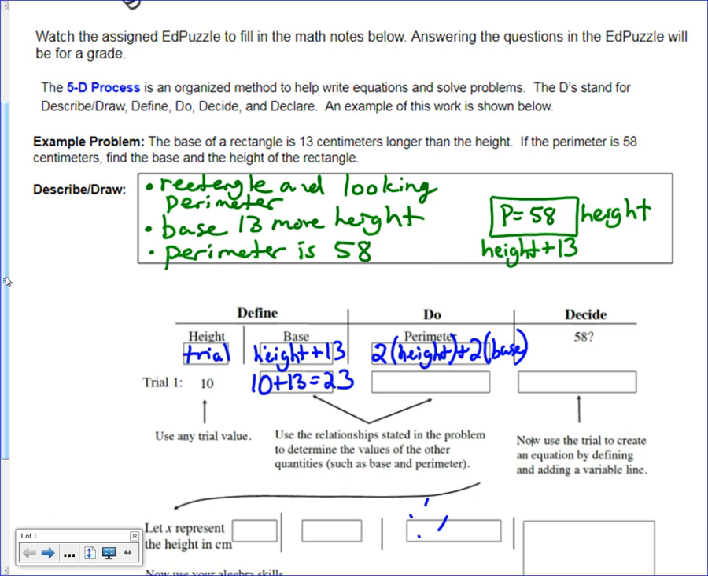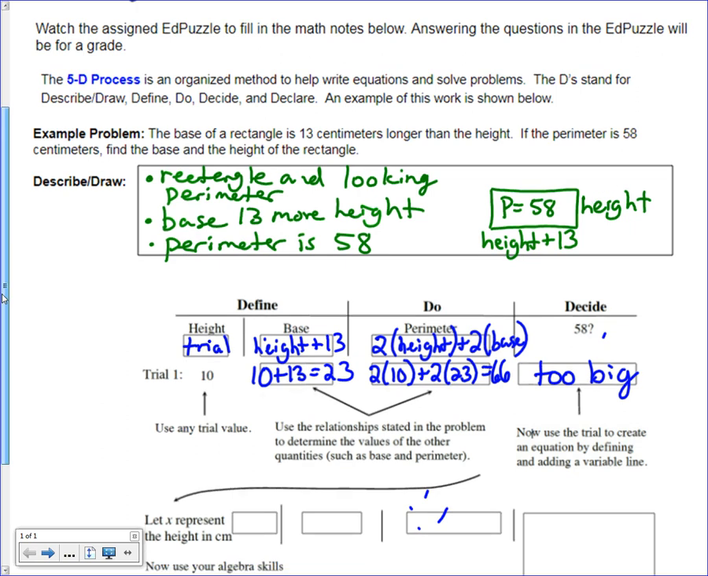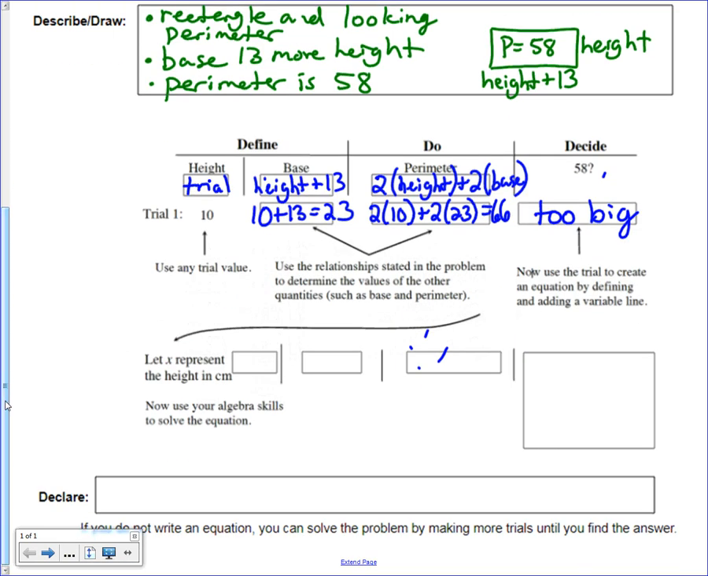And then to find the perimeter, we're going to do 2 times 10, because it's the height, plus 2 times 23. And that's going to equal, so 20 plus 46 is 66. So the last step in the table is to then go and look at and go, okay, here's 58. I ended up with 66. That answer is actually too big. Now I have to go back and do another trial. So then you would choose something, because this is too big, you would choose something less than 10 to help you out. Okay? But say you don't want to do it that way.